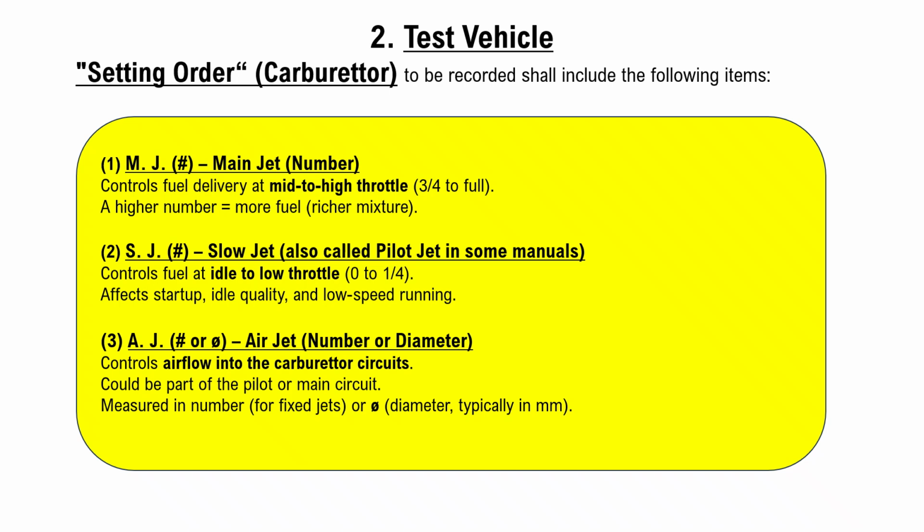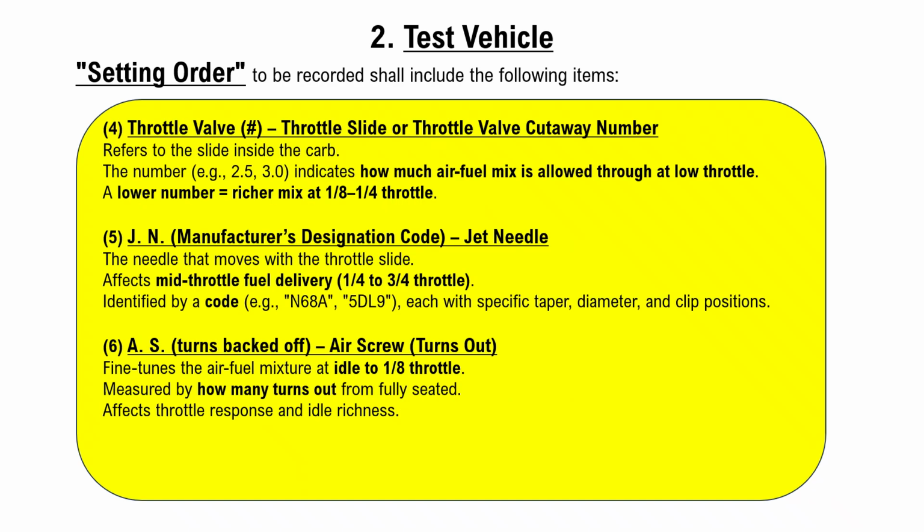Test vehicle. The following in respect of the carburetor, that is setting order, shall be recorded on the data sheet. Number 1 MJ, main jet number. Number 2 SJ number, that is slow jet number. Number 3 AJ number or diameter, that is air jet number or diameter. Number 4 throttle valve, that is throttle slide or throttle valve cutaway number. Number 5 JN manufacturer's designation code. JN means jet needles. Number 6 AS turns backed off, that is air screw turns out.